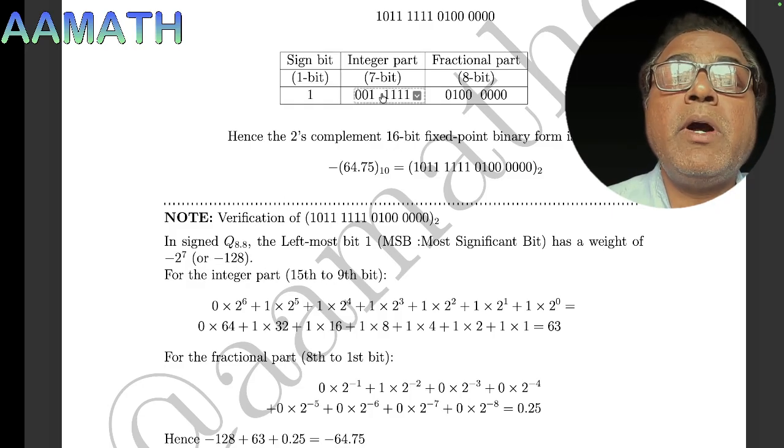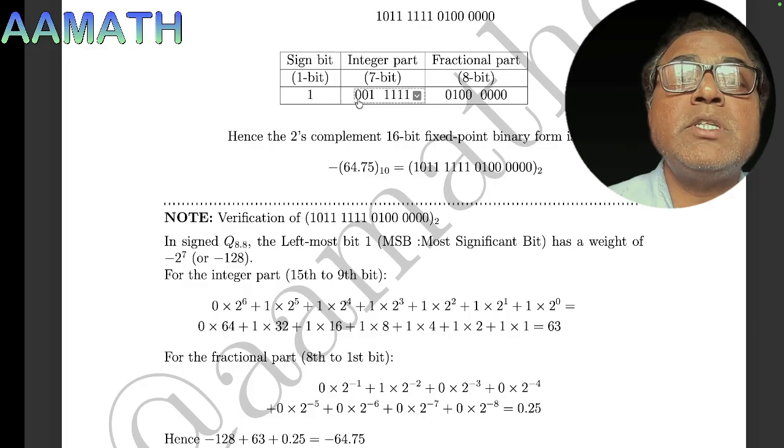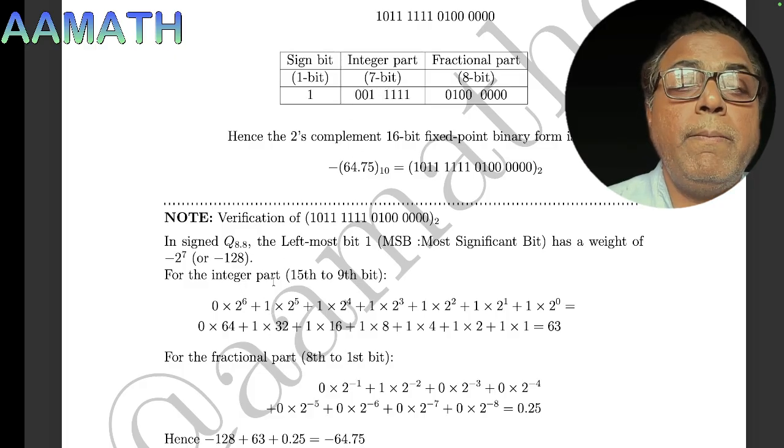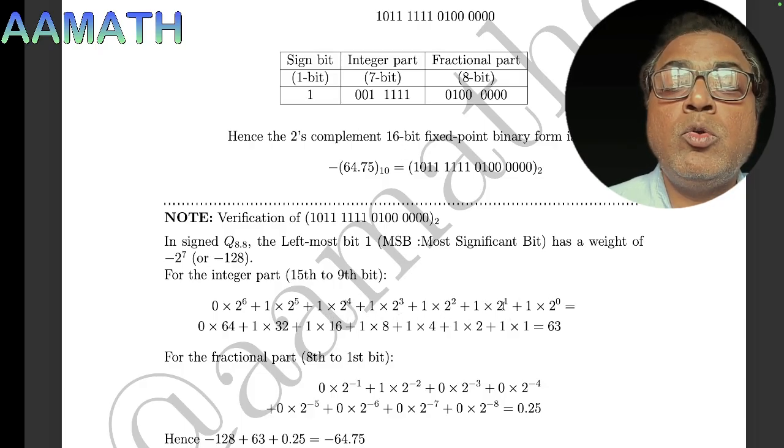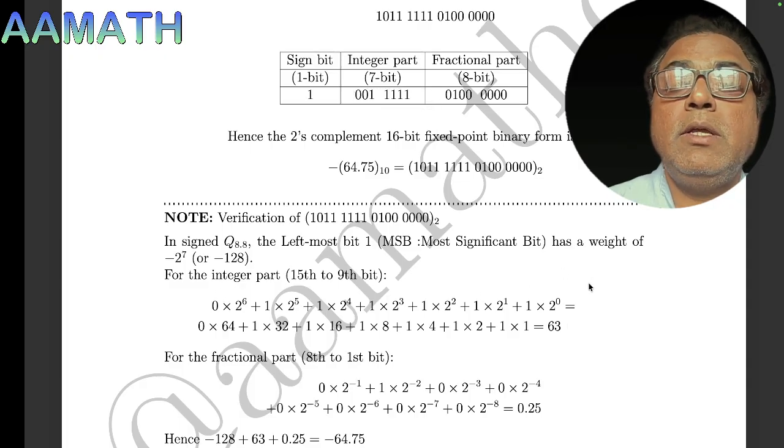And for the integer part, that's the 15th place to the 9th place bit. So this is 0 or 1 for this part. This is 0 into 2 to the power 6 plus 1 into 2 to the power 5, 2 to the power 4, and so on, 2 to the power 1, 2 to the power 2, 2 to the power 3, 2 to the power 4, 2 to the power 5, 2 to the power 6. So the value is 63 in decimal form.